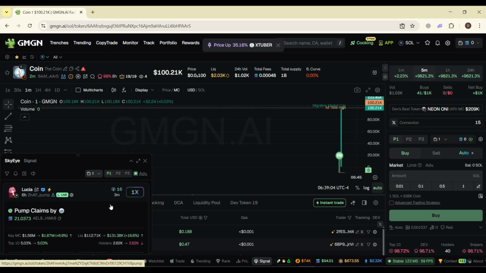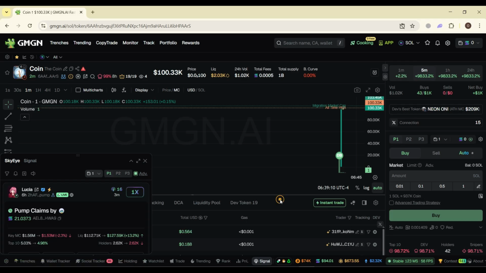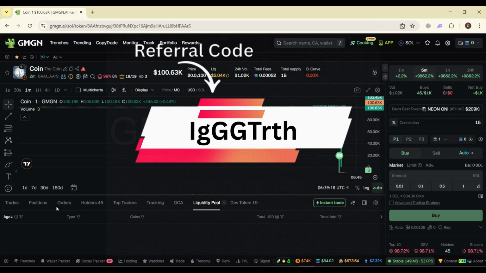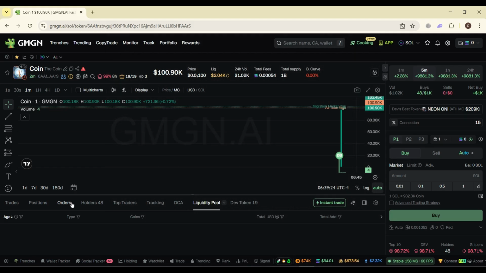Here's the step to analyze the liquidity. Liquidity is one of the most important factors here. You can check the liquidity in this section on the dashboard of any coin. You can check the liquidity pool here. Low or unstable liquidity can mean higher risk. Healthy tokens usually have steady and growing liquidity.